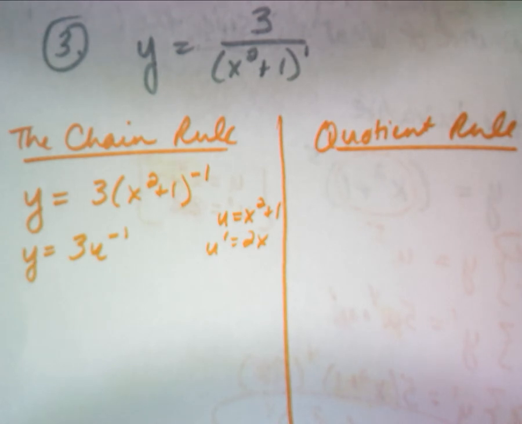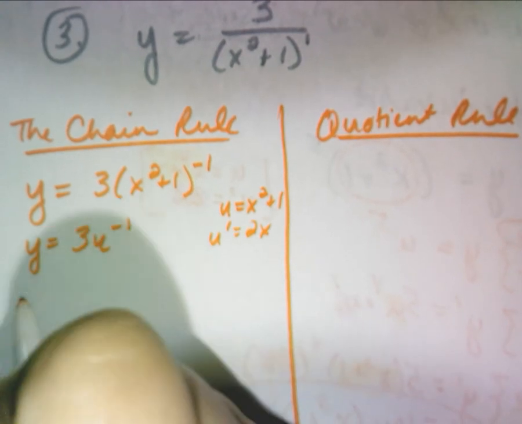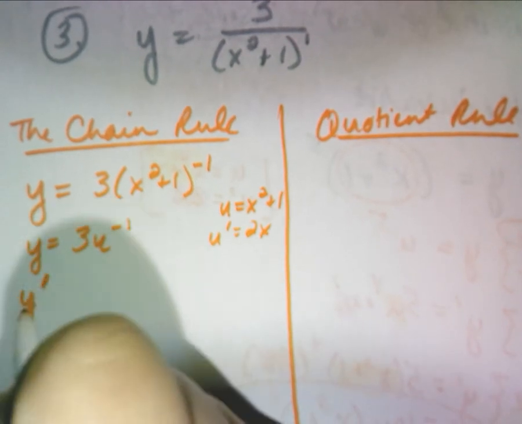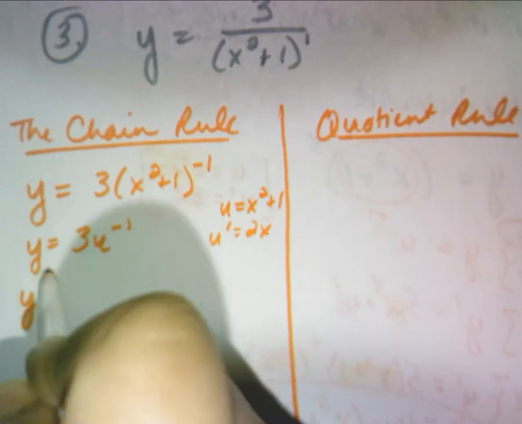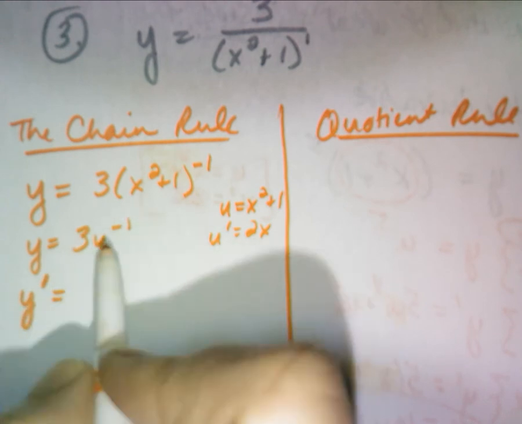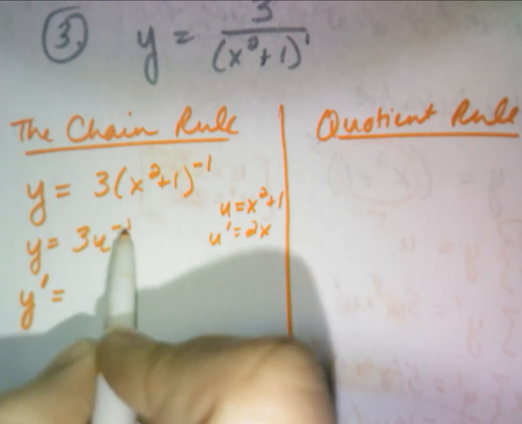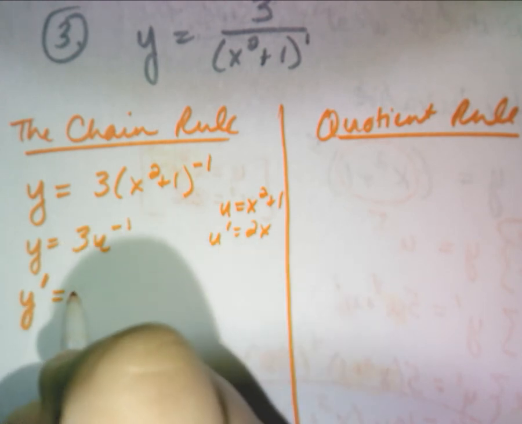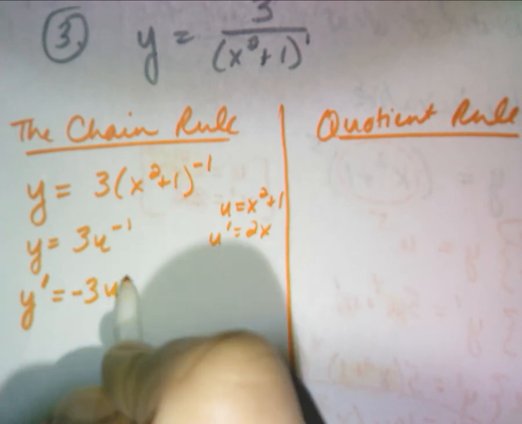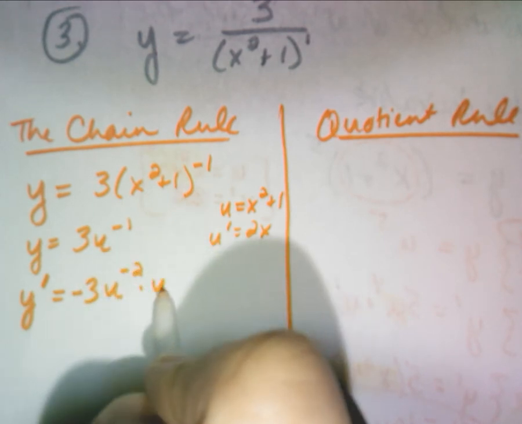Have I taken the derivative? Nope, let's take it now. That's why I'm really particular about when I write y prime. Y prime means I'm taking a derivative right now. What would be the derivative of 3u to the negative 1? Negative 3u to the negative 2 times the chain.